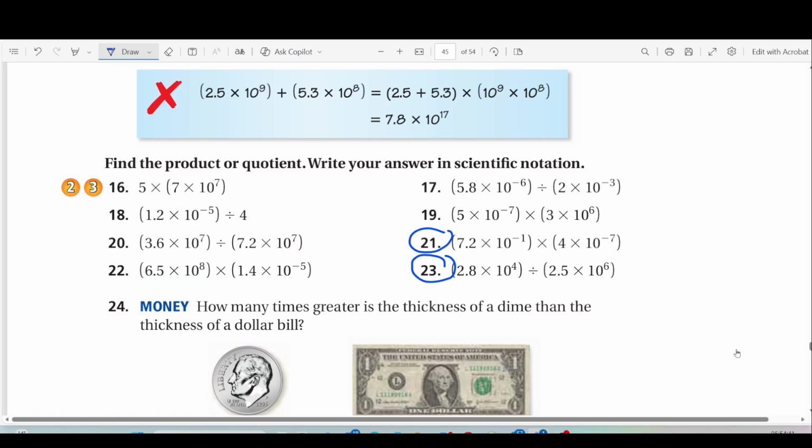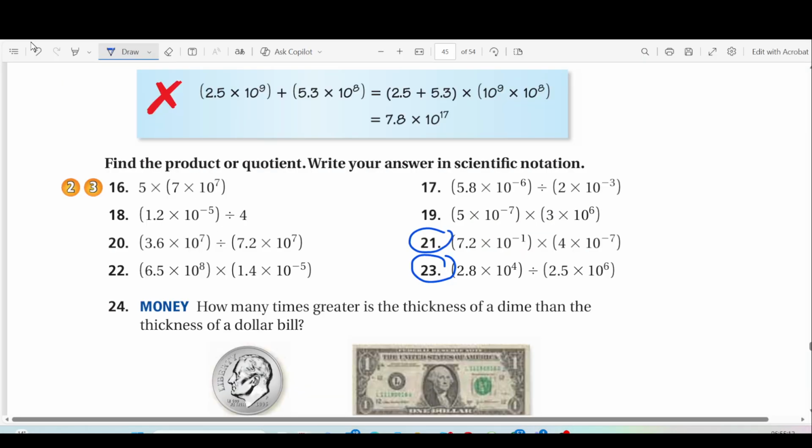Yeah, I'm back. So, what is your answer for 21 and 23? Yeah, got kind of confused. But for 21, I got 2.88 times 10 to the power of negative 7. Okay, that's correct. And 23? Then 23, I got 7 times 10 to the power of 7.